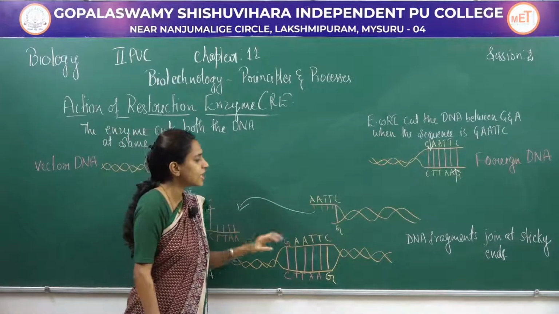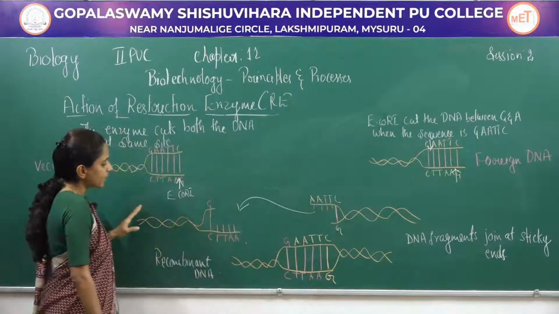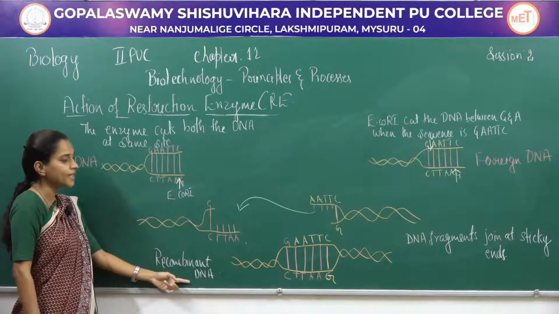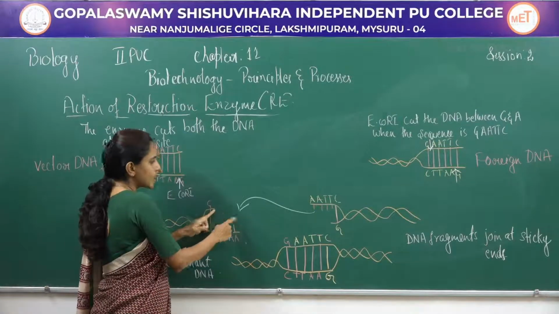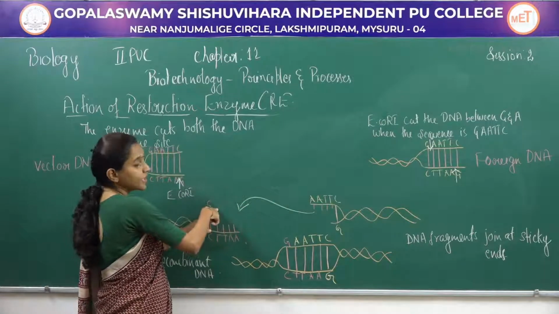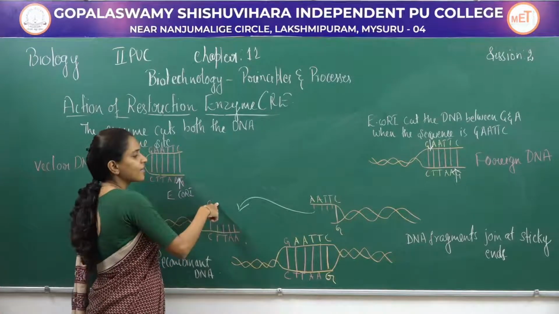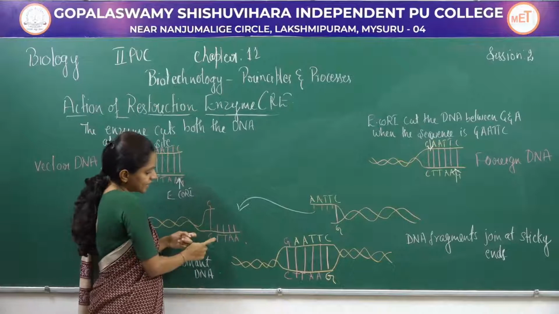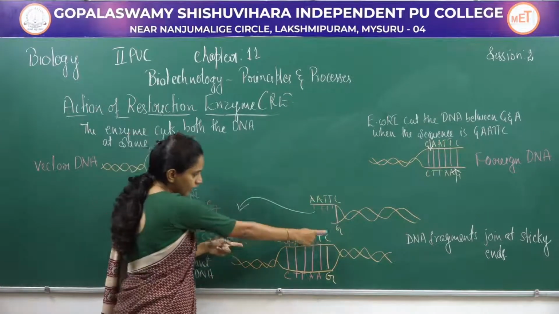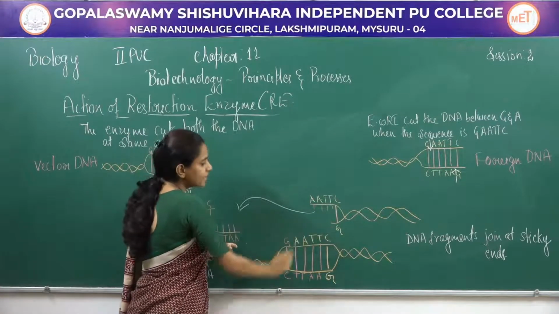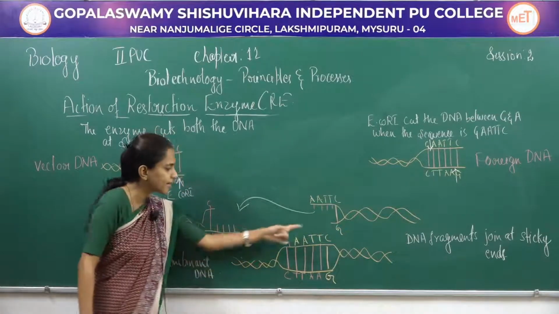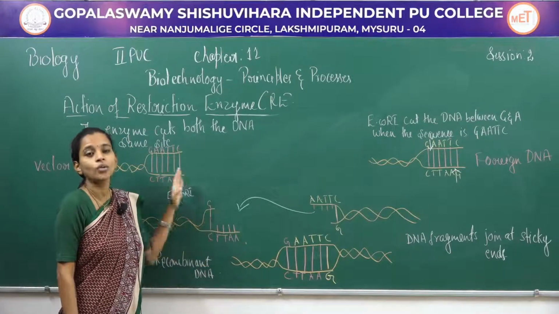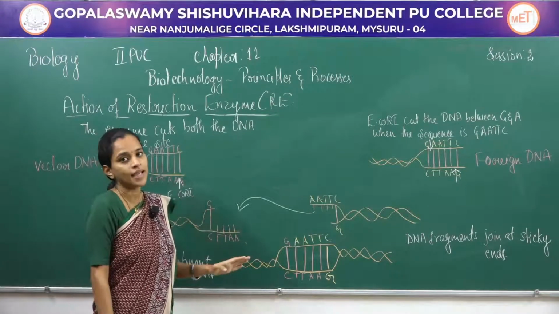Once this much is done, the foreign DNA is incorporated into the vector DNA, which helps in forming a recombinant DNA. Now this cut part is joined with this particular sequence where the G has a continuous AATTC, whereas the lower part CTTAA will be joining with the G part which is retained in the foreign DNA. Together they combine to form a recombinant DNA. That is how the action of restriction enzymes takes place.